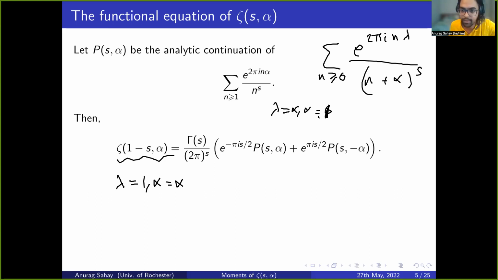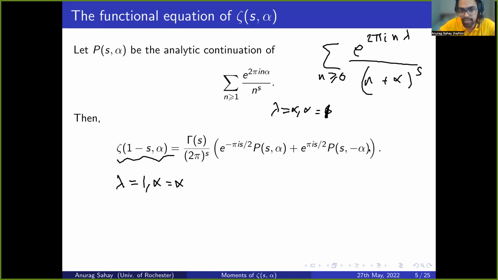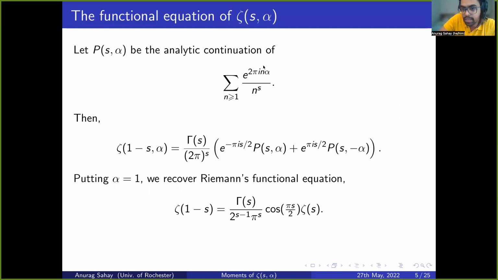I apologize for using alpha twice there, but hopefully it's clear what I mean. This is a special case of a more general functional equation for this thing, which is called the Lerch zeta function. In any case, one thing I want to point out is that if you put alpha equals 1, this additive character just becomes the constant function 1. So this becomes zeta of s. And when alpha equals 1, this is already zeta of 1 minus s.